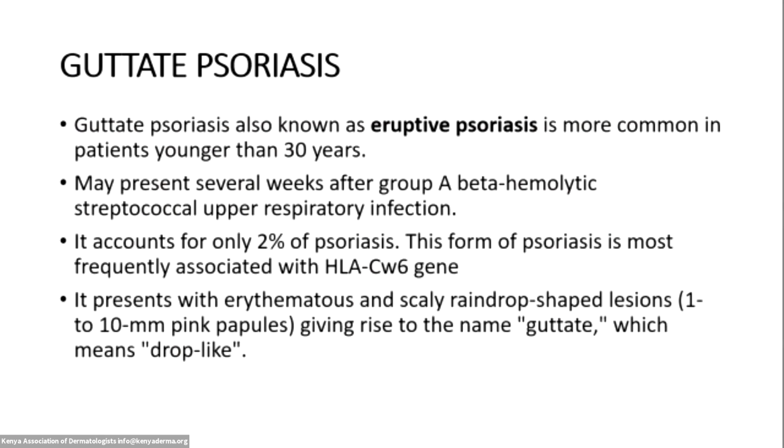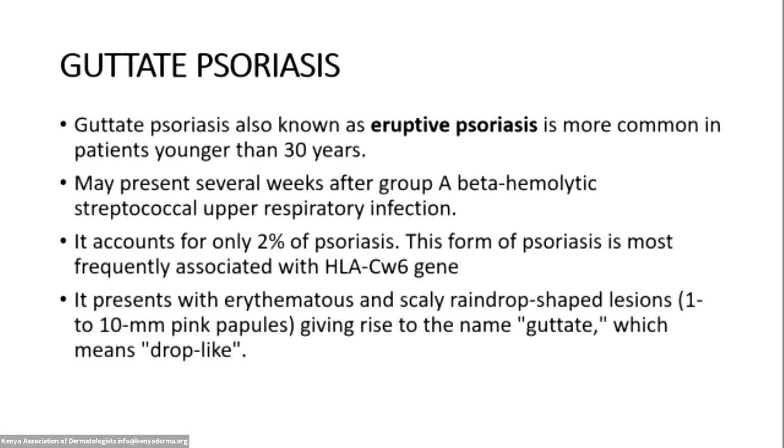It's also known as eruptive psoriasis, and it's common in patients younger than 30 years, and may present several weeks after group A beta hemolytic strep infection. And usually when you do antibodies, antistreptolysin titers, they tend to be elevated in this condition. It accounts for only 2% of psoriasis, so it's not that common. And it's frequently associated with the HLA-CW6 gene.